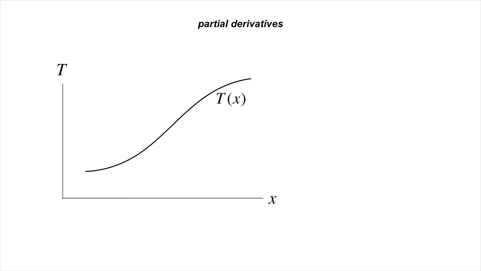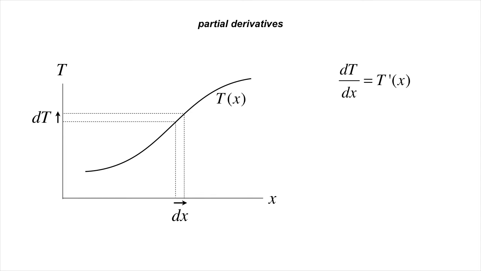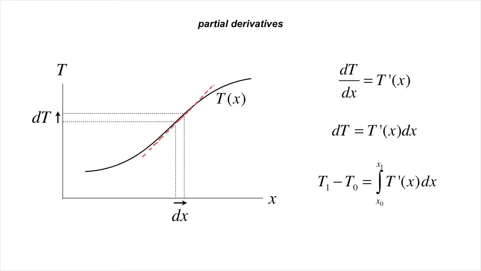Recall that if we have a function of a single variable, for example, temperature as a function of lateral position, x, the derivative of T with respect to x, dT/dx, is itself a function, T prime of x. This function is equal to the local slope of T versus x at a particular value of x. This means that if we make a differential change dx in the value of x, we can calculate the differential change dT in the value of T by multiplying dx times T prime. Likewise, we can determine the total change in T over a finite interval, x0 to x1, by integrating T prime dx from x0 to x1.